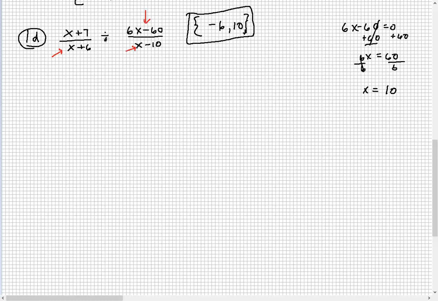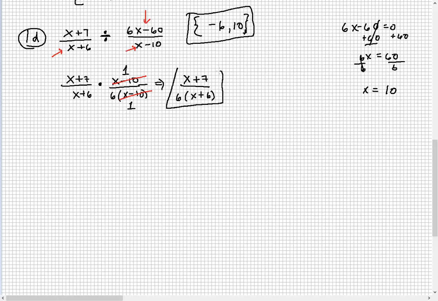Now we need to solve this division or simplify this. So we keep, change, flip. So we have x plus 7 over x plus 6 times x minus 10 over, and we're going to go ahead and factor this numerator, x minus 10, right? Automatically this cancels, so we don't have to multiply across, right? And try to remember, when you cancel something, there's a 1 left in its place, okay? So the numerator is x plus 7 times 1, so that's just x plus 7 over 6 times x plus 6. There you go.